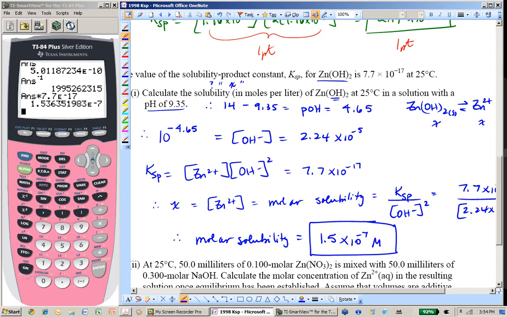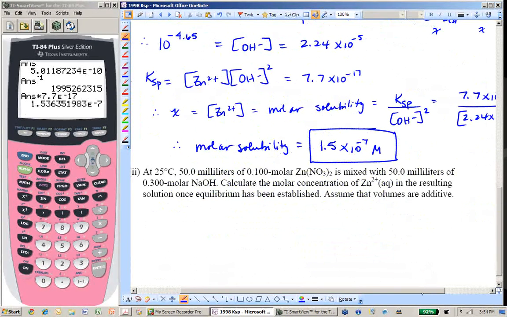If you put 3 sig figs, you're still going to get credit, because that's within the 1 forgiveness. If you put 1 sig fig, not so much. But well, maybe you would actually. 1 sig fig might accidentally get you credit in this case. But 2 sig figs is what I need. So 1.5 times 10 to the minus 7 molar.